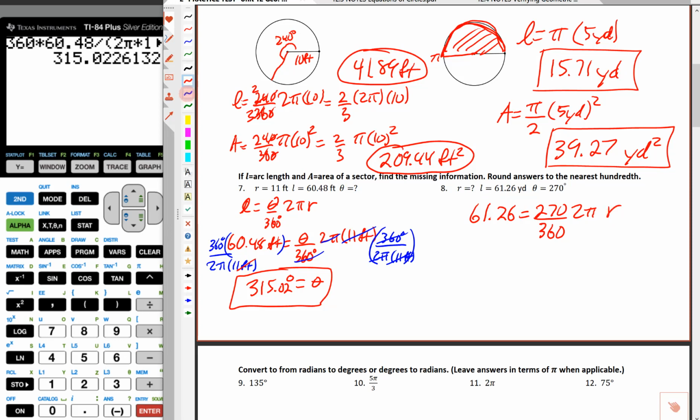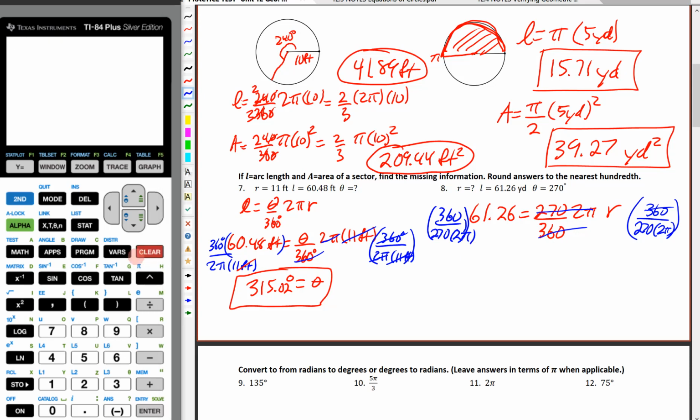I'm going to take both sides of this, and I'm going to multiply the sides by, let's see, a 360 on the top, and a 270 times 2 pi on the bottom. So notice the 270 and the 2 pi would cancel, and the 360 would cancel. So I just need to multiply over here by a 360 on the top and a 270 times 2 pi on the bottom. Okay, let me make that look just a little bit better. So a 360 and a 270 times 2 pi on the bottom.